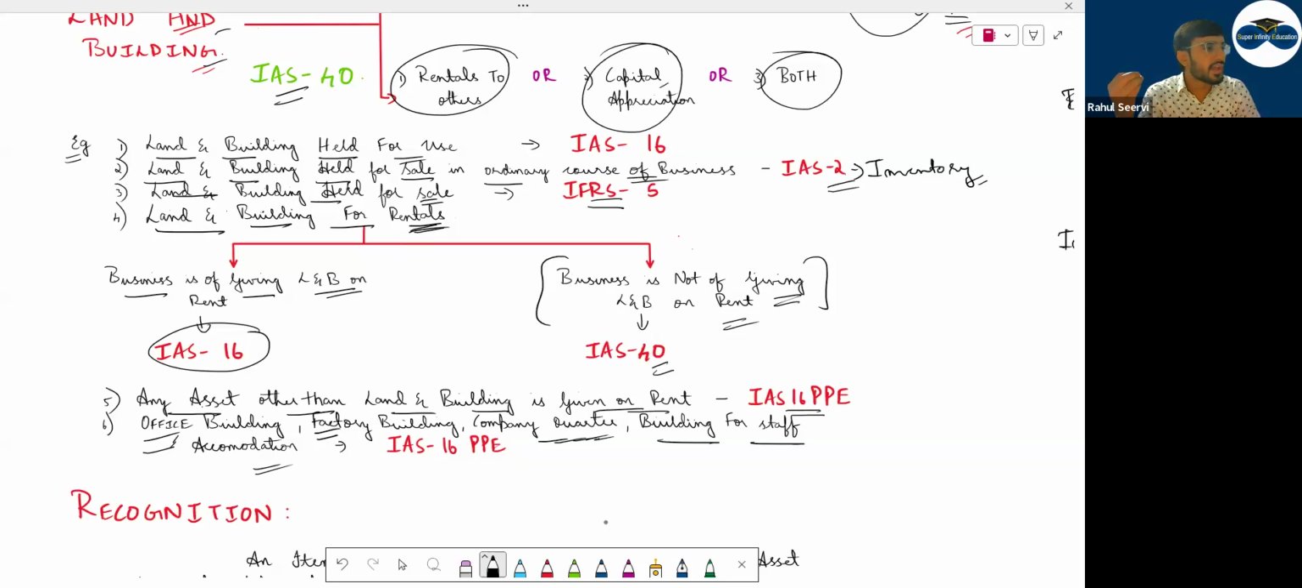Now you only think, why will the company purchase a building and give the staff on rent nearby the company? Can I say they can come on time, they can work properly, etc.? It is for what purpose? For the benefit of the company. That is the reason IAS 16 says that if any building is purchased and it is given for staff accommodation, you have to allocate it to IAS 16. Wherever in my notes you find examples, in that you could have theory questions.